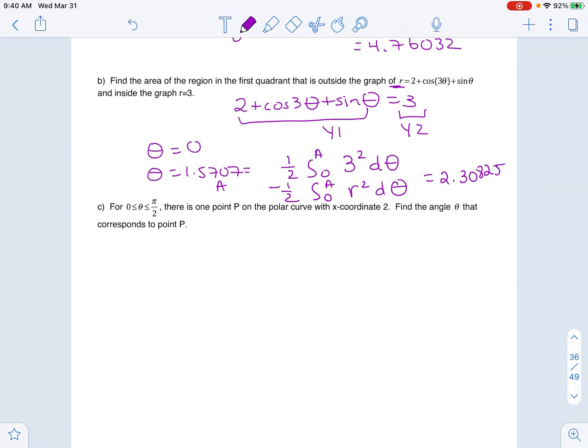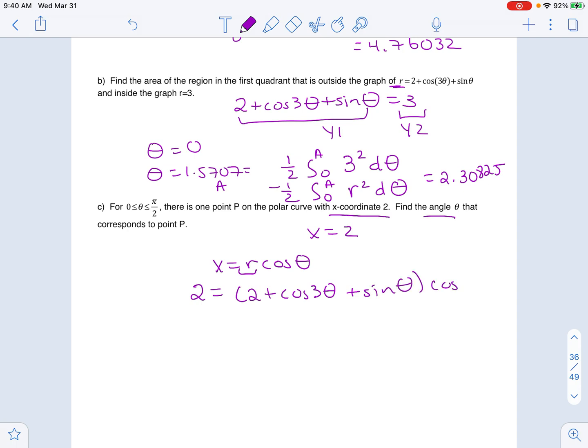Lastly, part C. Somewhere between 0 and pi half, there is one point P on the polar curve with an x-coordinate of 2. I want to find the angle that corresponds to that point. We're talking about an x value, but I need to find an angle, so we need an equation that has x's and thetas in it. This is where we use the conversion equation, x equals r cosine theta. I know x is 2. My r is my r equation for this problem, which is 2 plus cosine of 3 theta plus sine theta.